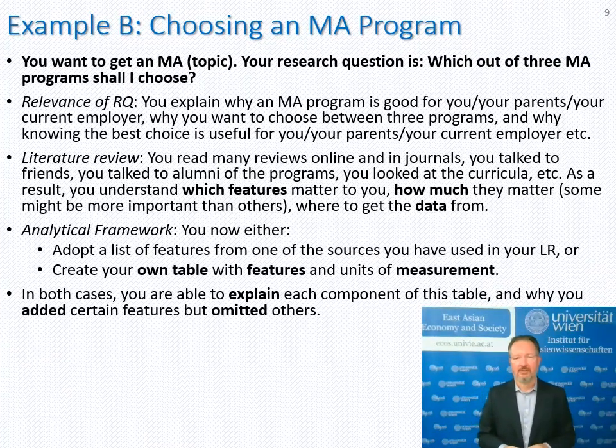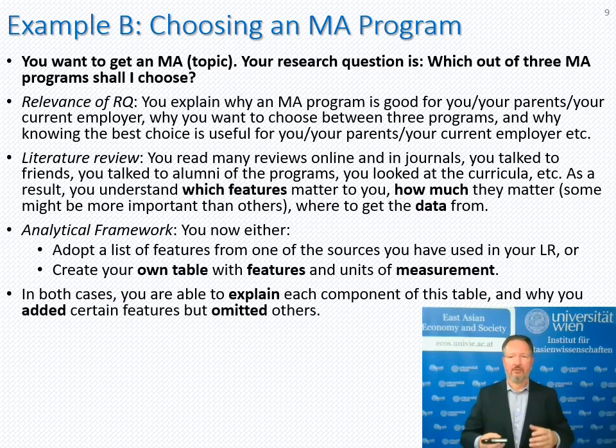Another example that is, I think, much closer to our actual program would be choosing a master's program. That's something that all of you have done, I guess. That's why you're here. So you want to get a master's degree. That's your topic. Your research question is, which out of 3 master's programs shall I choose? Here you have the relevance of your research question. Who will benefit how from knowing the answer to your research question, right? These are just examples. Of course, this can be supplemented according to your individual preferences.